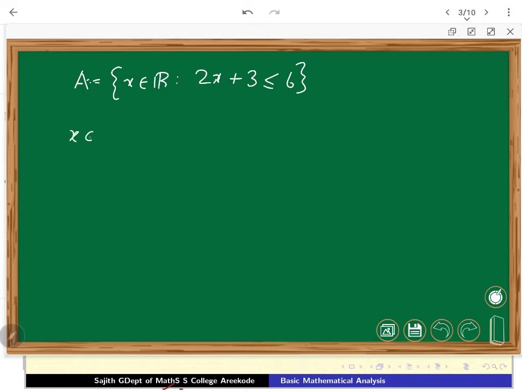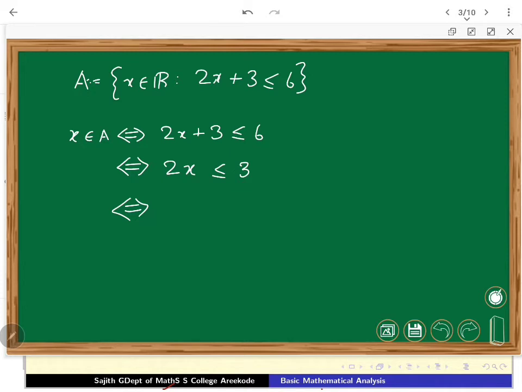See, x is in A. It just means that x satisfies 2x plus 3 is less than or equal to 6. But this holds if and only if we add minus 3 on both sides. Our compatibility with addition gives the following: 2x is less than or equal to 3. The next step: 2 is a positive real number, so half is available. Multiplying by half on the left gives an equivalent statement. Because of the compatibility of multiplication with the inequalities, this says that x is less than or equal to 3 by 2.